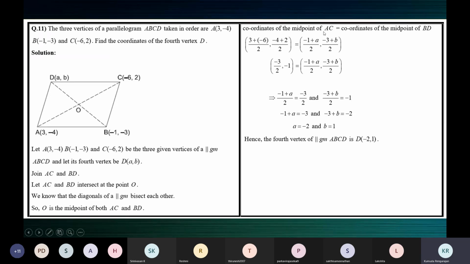Coordinates of the midpoint of AC is equal to the coordinates of the midpoint of BD. Why are both equal? Because it's the same point O. So using A and C, use A and C and the midpoint formula.